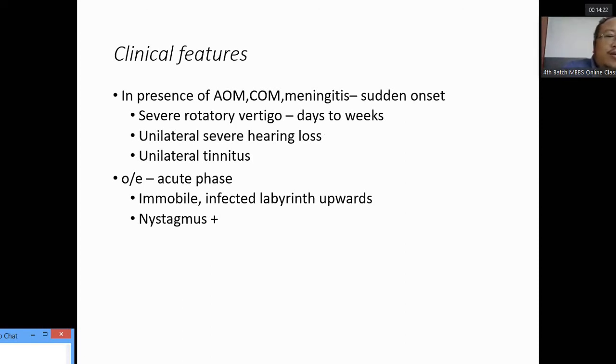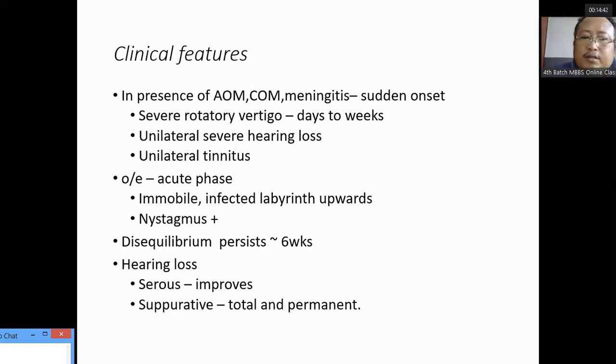There is unilateral severe hearing loss. Unilateral tinnitus, so auditory and vestibular both, complex symptoms are there. Nystagmus is always there. This imbalance can persist for more than 6 weeks.